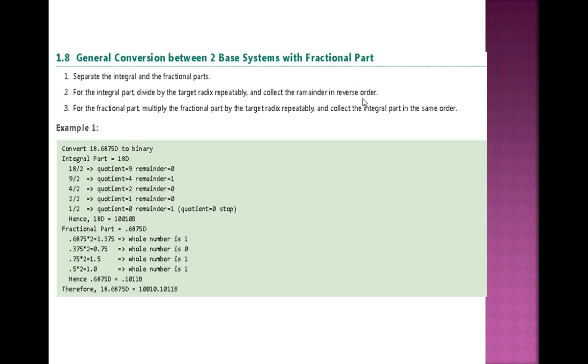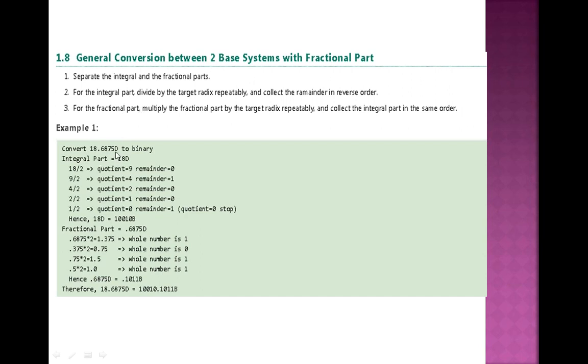So first of all, separate the integer part as well as the fractional part. Then divide the integer part repeatedly until the remainder becomes 0. That is, divide by the target radix and collect the remainders in reverse order. Then for the fractional part, multiply the fractional part by the target radix repeatedly and collect the integer parts in the same order. The integer part is in reverse order; the fractional part is in the same order.